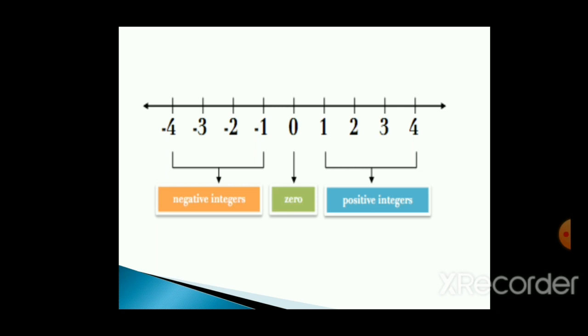The number 0 is less than every positive integer and the number 0 is greater than every negative integer. Every positive integer lies on the right side of 0 and every negative integer lies on the left side of 0. Thus, every positive integer is greater than every negative integer.